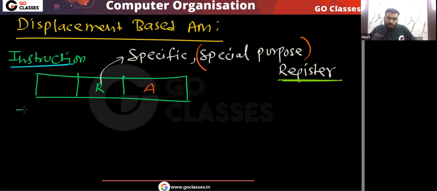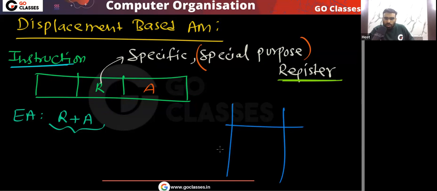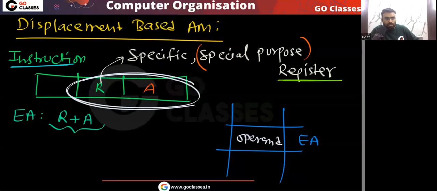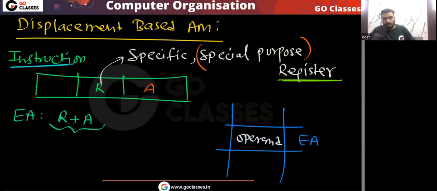So let me tell you, effective address will be R plus A. Is this clear? Effective address is going to be R plus A. Go to the main memory, go to which location? Go to the effective address. There you will find your operand. Means you add these two, then you will get your effective address. Go to that address, you will find the operand.